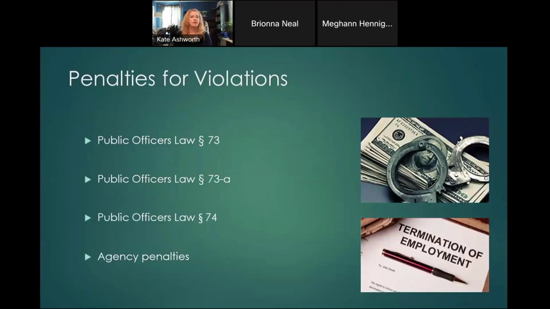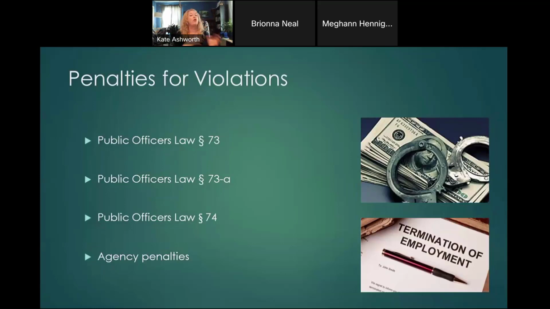So there are civil penalties associated with violations of the various aspects of the Public Officers Law, but there are also agency penalties that can be imposed for violations. And as Megan mentioned earlier, the new Executive Law 94 that creates this new Ethics Commission has also given us a new enforcement tool, which is beyond being able to assess a civil penalty for a violation.